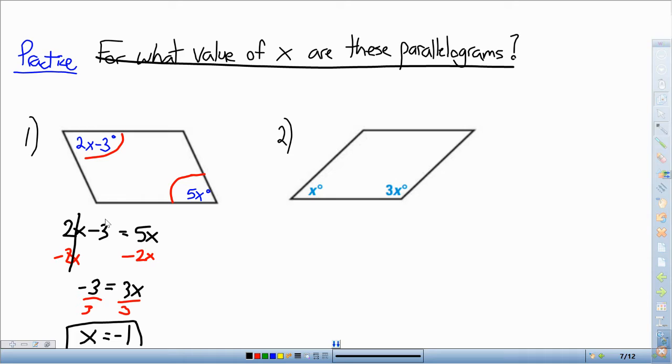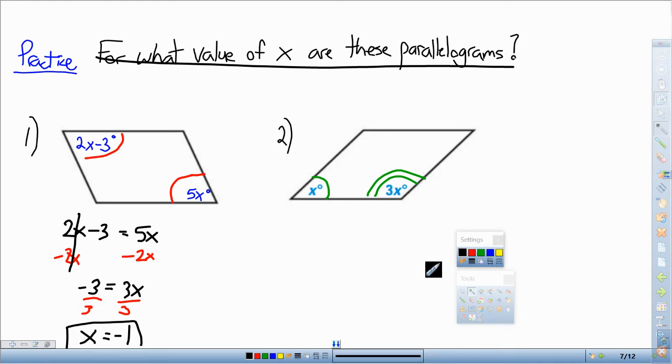Okay. On number 2, again, we're dealing with angles, but be careful. They are not opposite angles. They are consecutive angles, all right? And if I were to put little arcs through them, I'd probably do something like this just to show that, no, they do not have the same measure. They are not equal, okay?